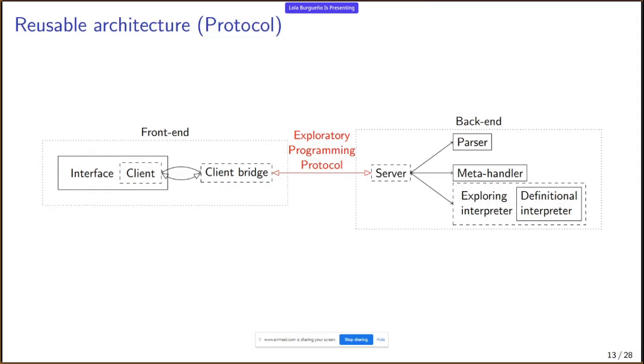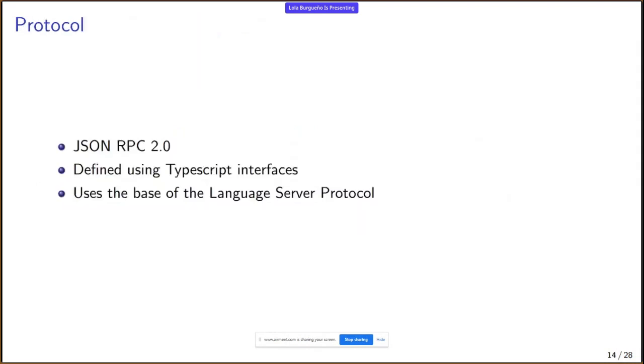Then, to communicate with the backend and the front end, we created the exploratory programming protocol, and this is essentially just a version of the language server protocol, but then focused on exploratory programming. So it's based on JSON RPC, it's defined using TypeScript interfaces, and it extends the base of the language server protocol. And the rationale behind this was to either be able to extend the language server protocol with this support, or to have it run alongside the language server protocol, where servers that implement the server protocol can say, okay, we also implement the EPP without having to introduce another notion of protocol.